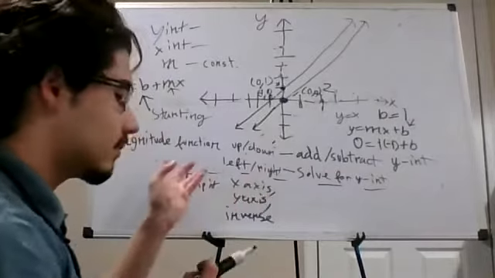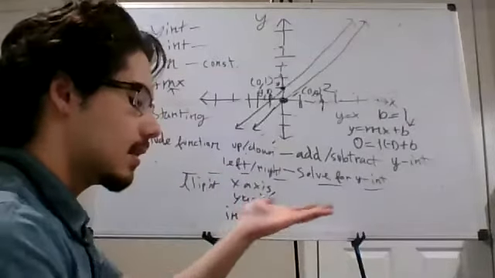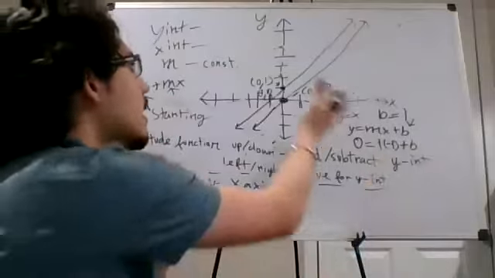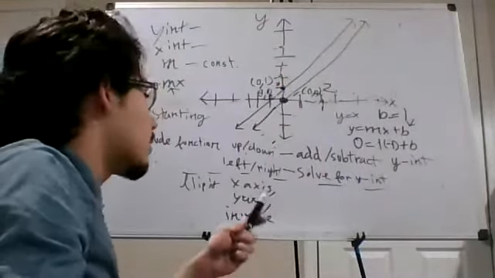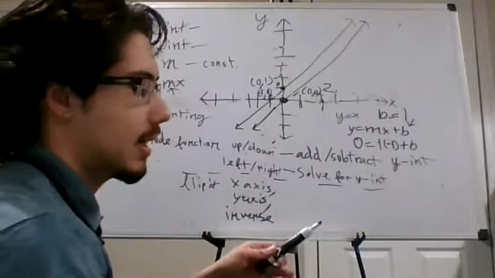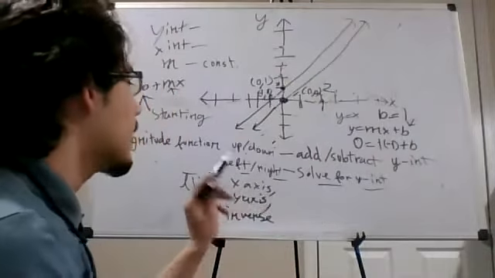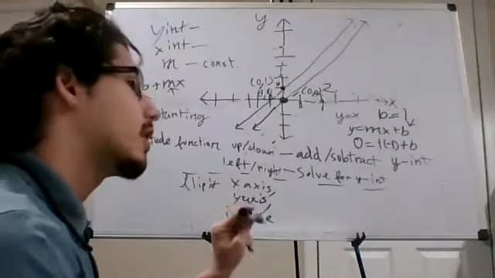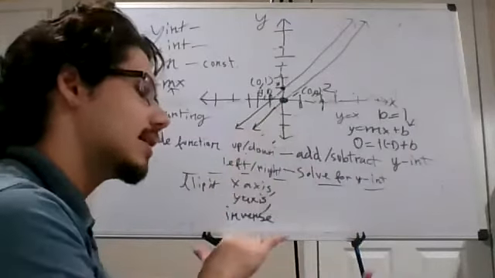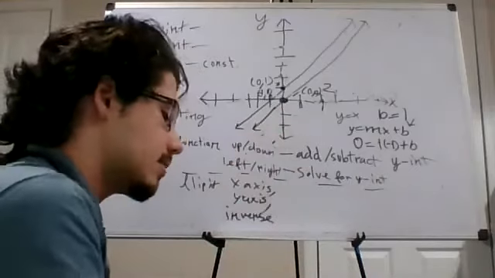So when I say flip it, I mean to literally flip it over. And there are 3 main ways of doing it that people use. They flip it over the x-axis, the y-axis, and they inverse it. And inversing it means something else specifically.